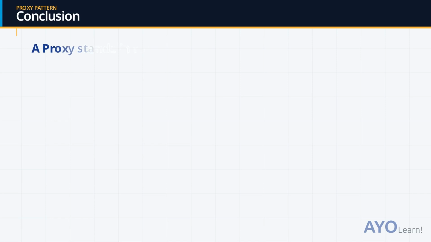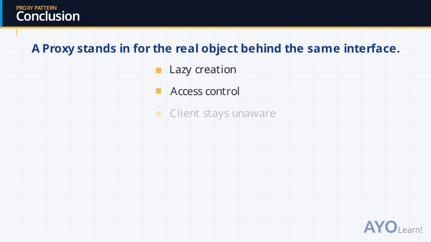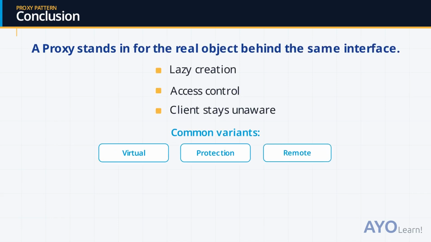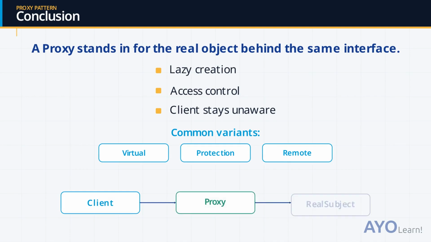A proxy stands in for the real object behind the same interface, controlling when it's used. Benefits: lazy creation, access control, and unaware client. Variants: virtual, protection, remote. Client calls proxy, then real subject.